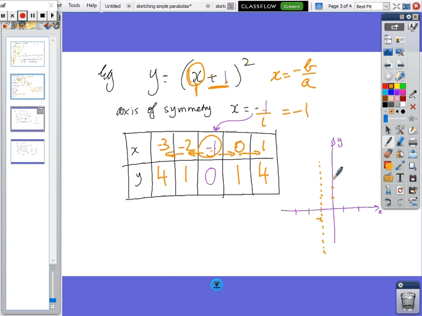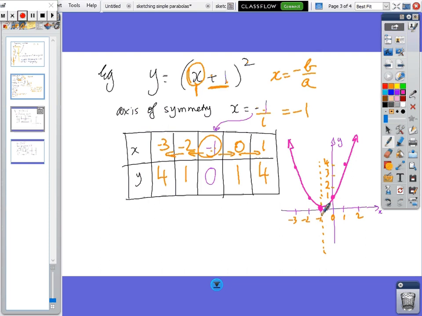So 1, 2, 3, 4. And minus 2, minus 3, 0, 1. We don't need 2 because we're not using it. So that's the first one: 0, 1, 1, 4, minus 2, 1. And there's our parabola. It has to touch the axis as well. Okay, so copy that and come across when you're ready.